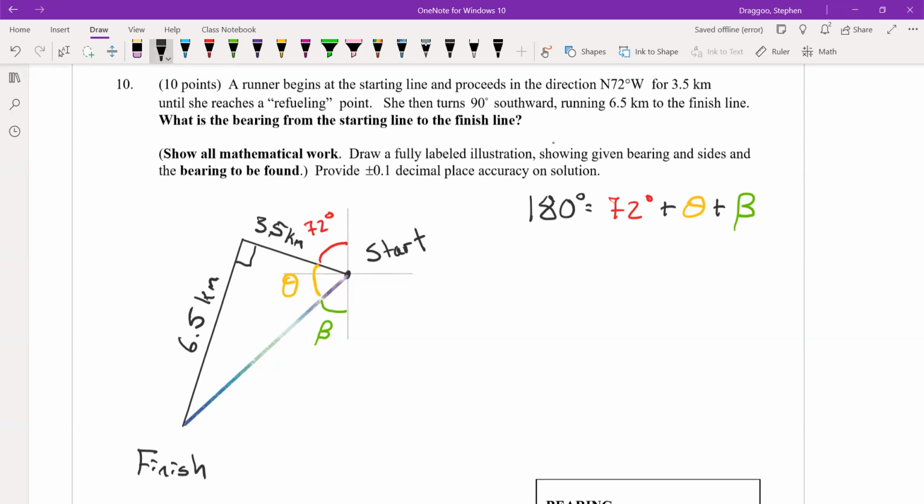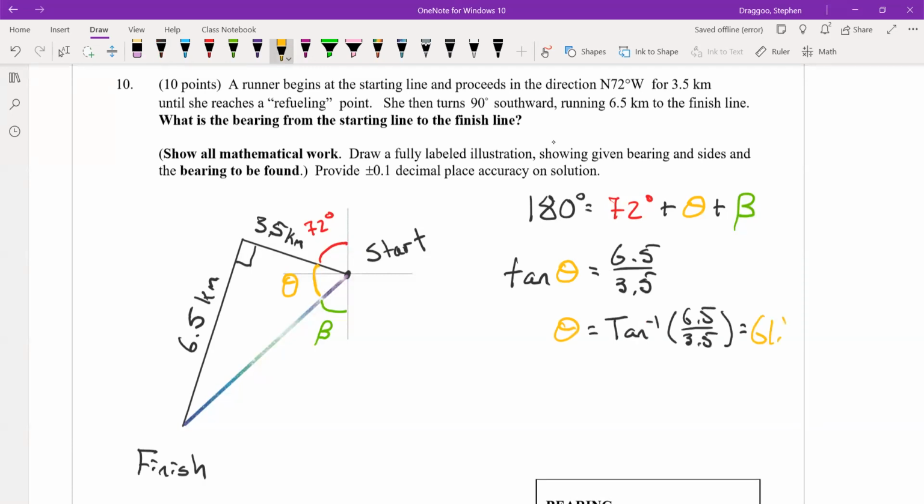Go back and look at the triangle that we just drew. I know my opposite side and my adjacent side. It seems like all of these problems come back to tangent somehow. But opposite and adjacent together would be tangent. So tangent of theta should be opposite over adjacent. So 6.5 divided by 3.5. Meaning that theta itself is the arctangent, or tangent inverse, of 6.5 over 3.5. And we just need to plug that into a calculator. I got 61.7 degrees, since we said we could just round to one decimal place on this one.